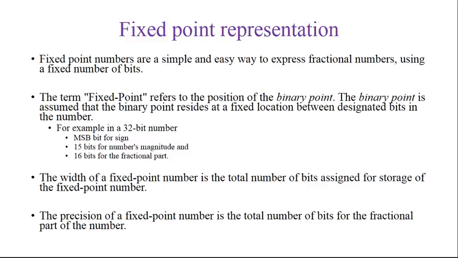Fixed point numbers are simple and easy to express as fraction numbers. Here fixed point refers to the position of the binary point. The binary point is assumed to reside at a fixed location between designated bits in the number. For example, if you consider a 32-bit number, the MSB is the sign bit, 15 bits for the number's magnitude and 16 bits for the fractional part. So here the width of the fixed point number is equal to the total number of bits assigned for storage of the fixed point number. The precision of a fixed point number is the total number of bits for the fractional part of the number.